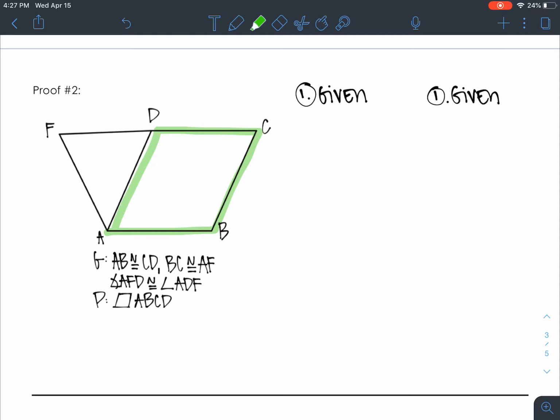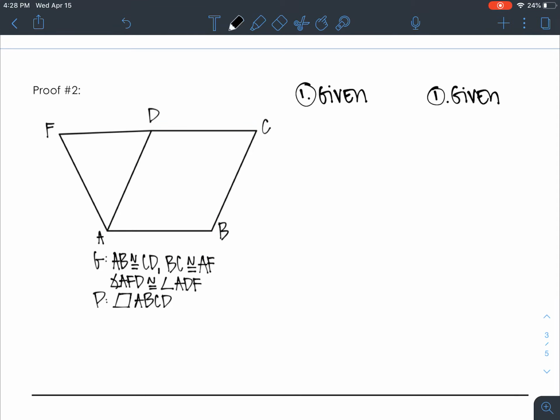Okay. Which means that I have to use one of the 5 different methods that we had talked about at the beginning of the lesson. So I either need to prove that the opposite sides are parallel, the opposite sides are congruent, the opposite angles are congruent, the diagonals bisect each other, or that one set of sides are both congruent and parallel. Okay? So let's talk about what we are given.